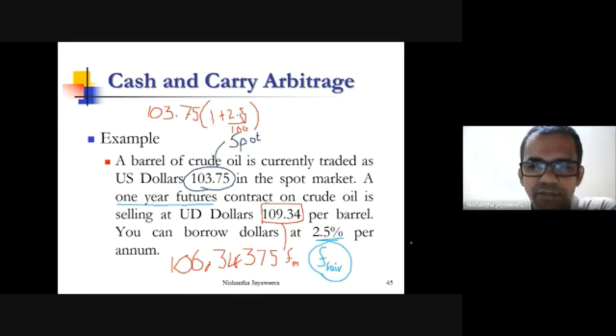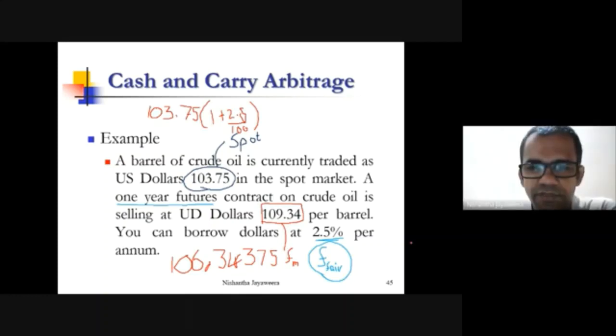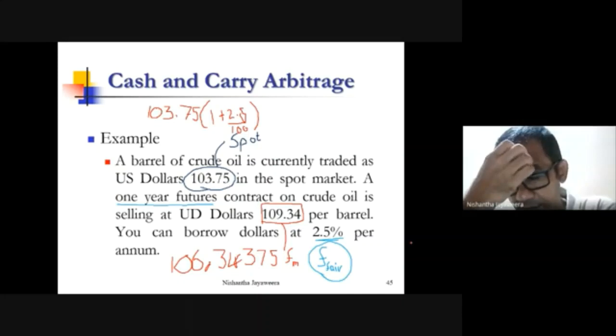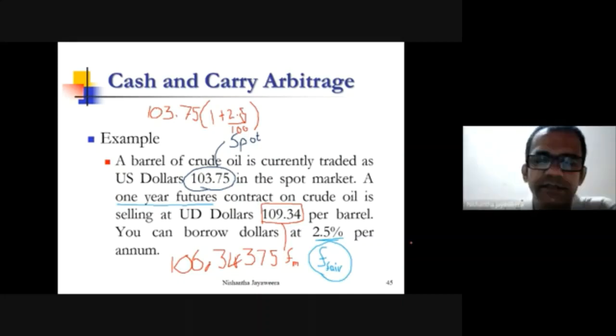Is there any arbitrage opportunity? Yes. The futures contract price is high. The market price of the futures contract is higher than the theoretical, intrinsic, or implied price. So what's the arbitrage profit that you can earn if you do any trade?